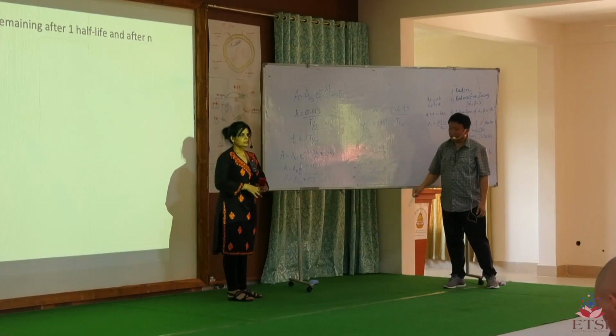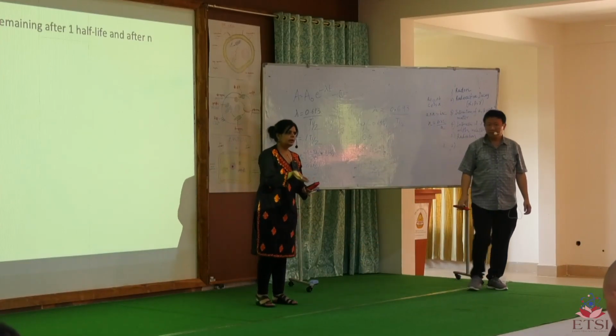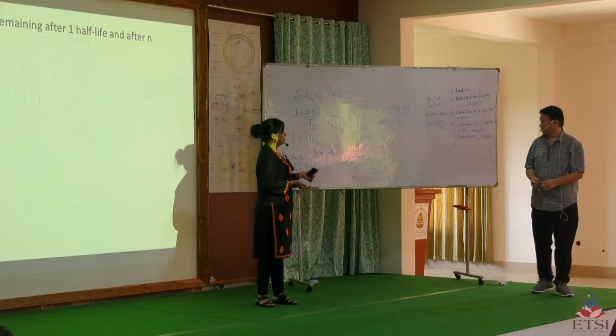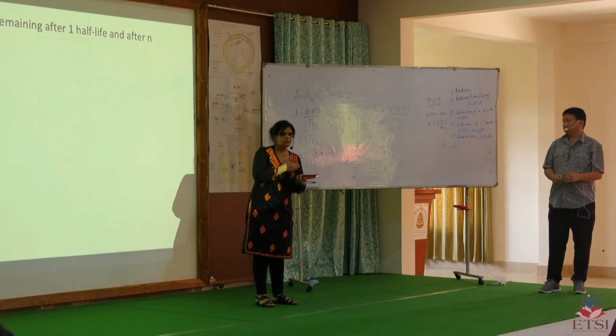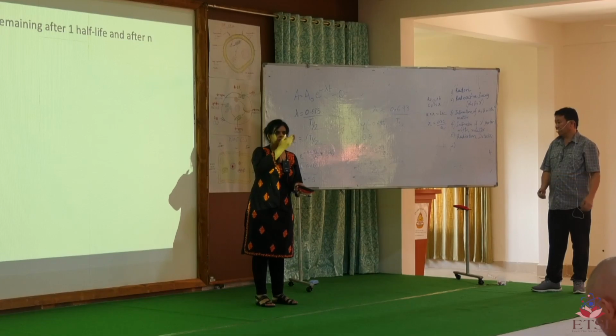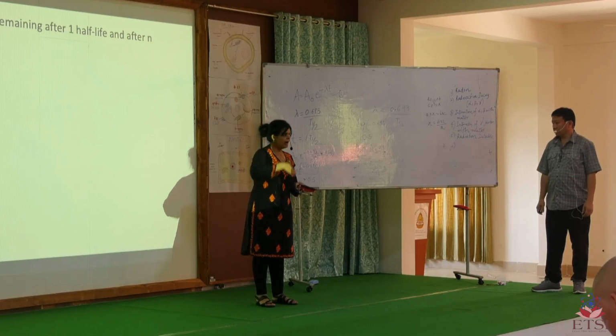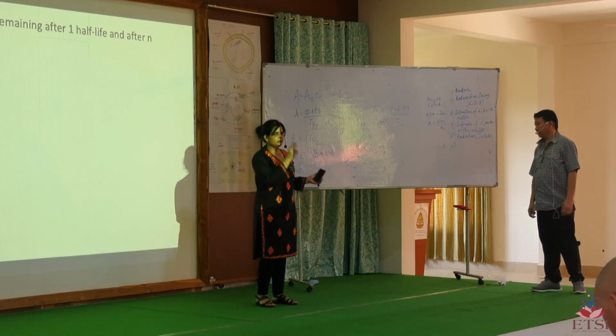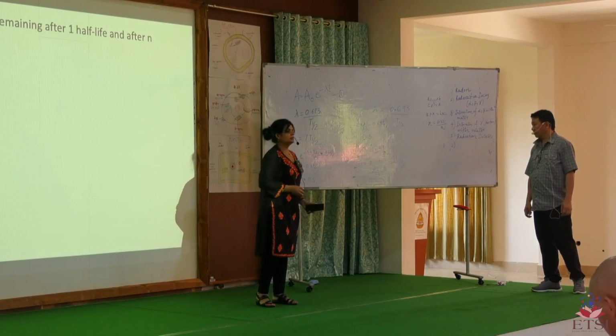So after 1 half life, the activity is A naught over 2, which is also right. That's what we were defining this morning, right? After 1 half life, activity decays to half of the original value. So actually we have in a way derived it right now.